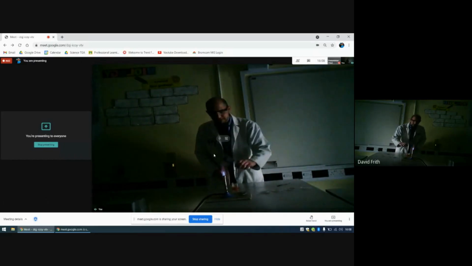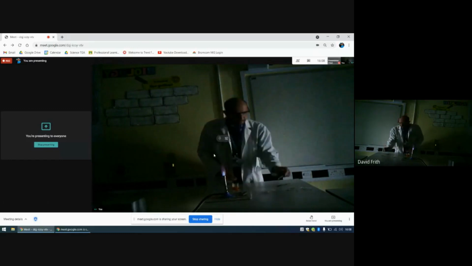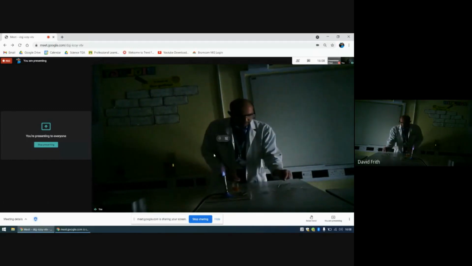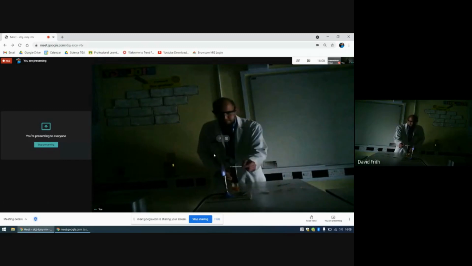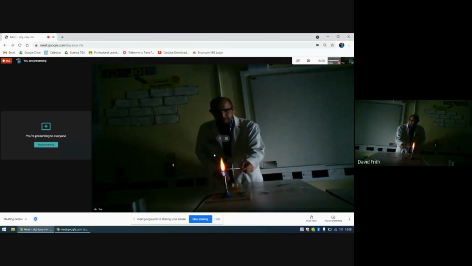Now if we go to Mr. Frith's sample, this was found on his shoe. Oh, and we can see that red colour again. So a nice red colour coming through. So it does match the sample that was found at the crime scene.